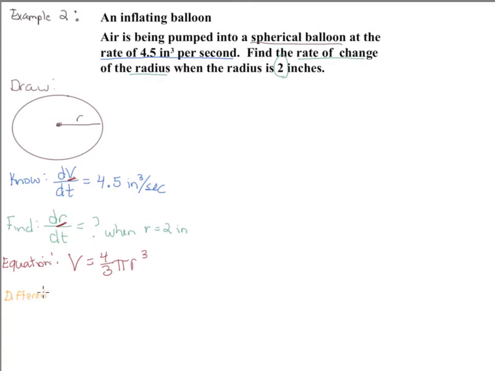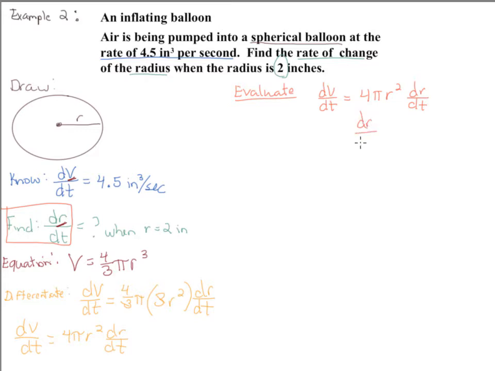Step 5, differentiate the equation with respect to time. So the derivative of v is 1 times my derivative of v with respect to time. Let's bring the constant 4/3 pi out, and the derivative of r cubed is 3r squared times the derivative of r with respect to time. Don't forget the implicit differentiation. Since I'm trying to find dr/dt, let's rewrite this equation and solve for the derivative of r with respect to time.